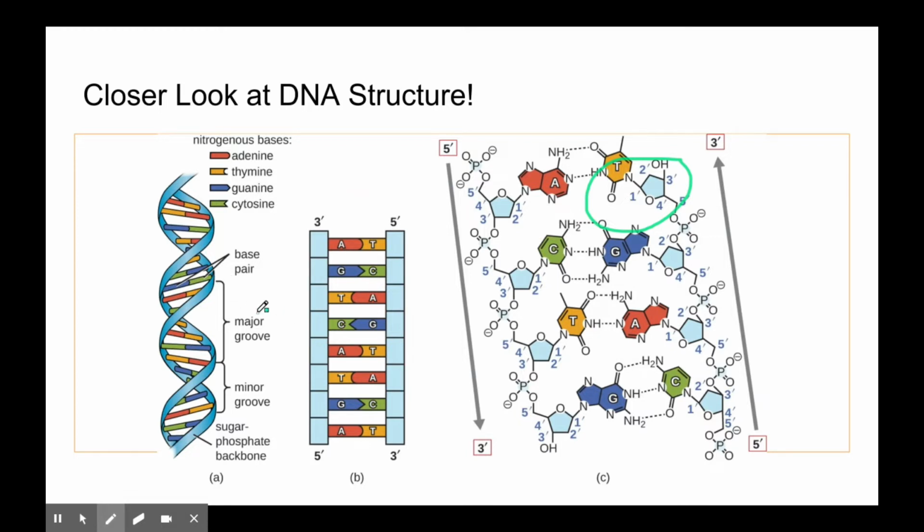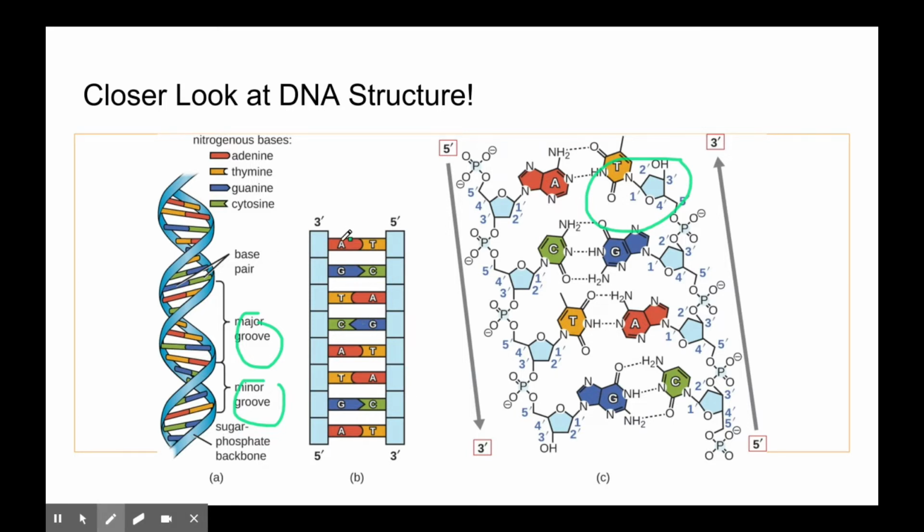I next want to look at major and minor grooves. Here you will see a major groove, and here you will see a minor groove. Major and minor grooves allow for protein placement. They are distinguished by the backbones being further apart in the major groove and closer together in the minor groove.